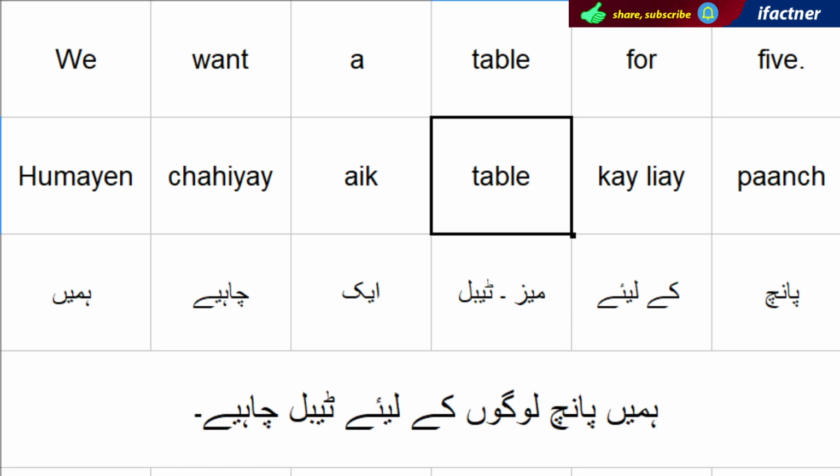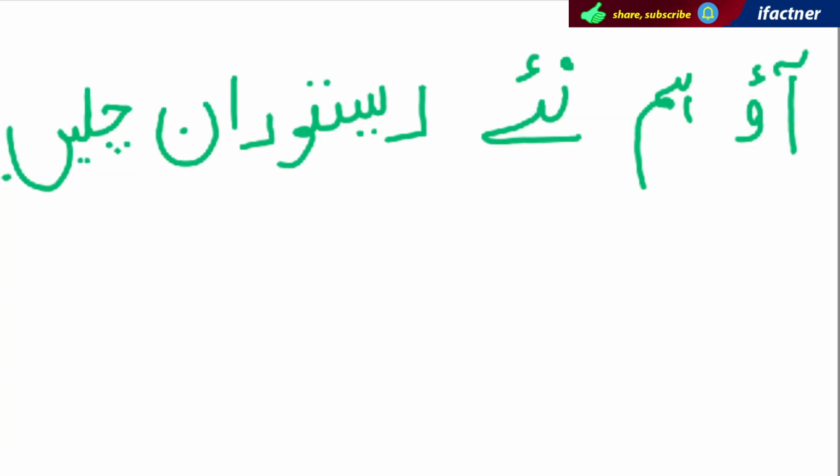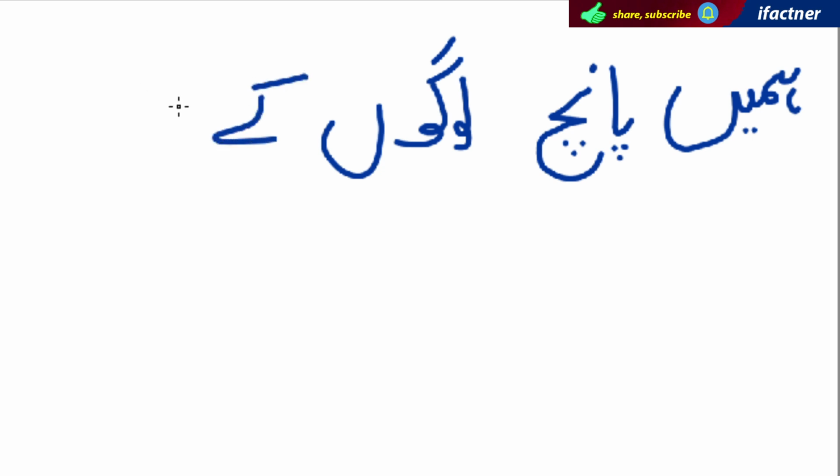So now let's see how do we write this sentence in Urdu language. So we will start with हमें, which is हे, मीम, ये, नून, ना. 2 dots under ये. हमें 5, 5 is 5, पे, अलिफ, पा, नून, छे, 5. हमें 5 लोगों, लाम वाओ, गाफ वाओ, नून, ना, लोगों के लिए. काफ बड़ी है, के, लाम, ये, हमजा बड़ी है, लिए.